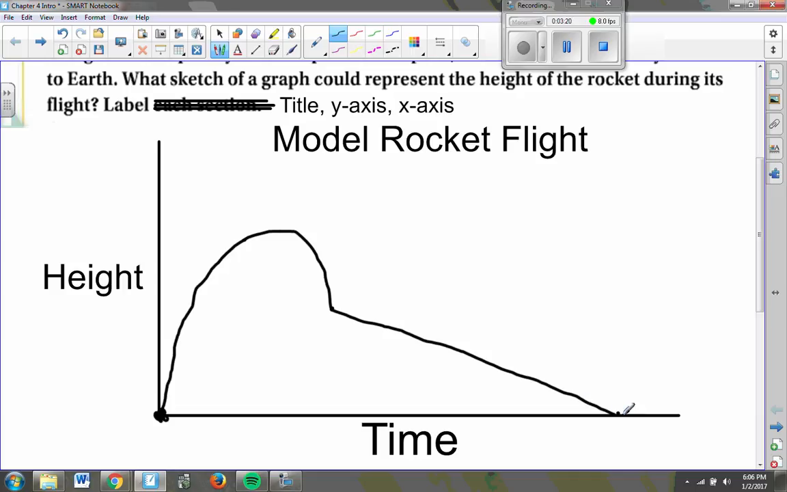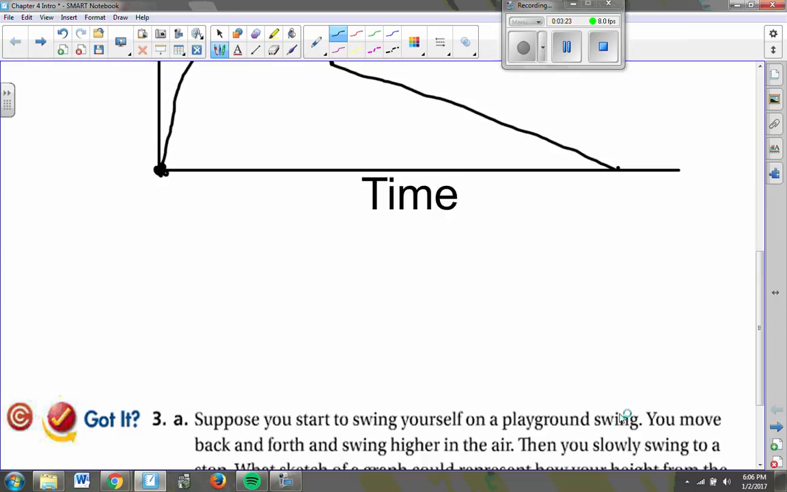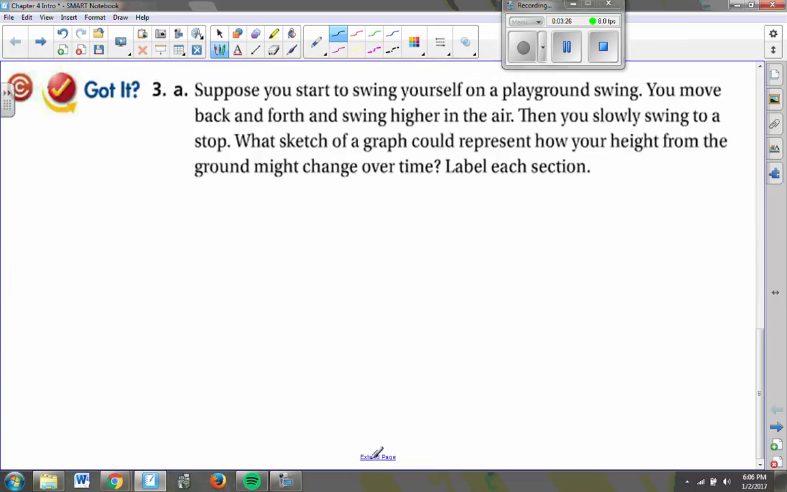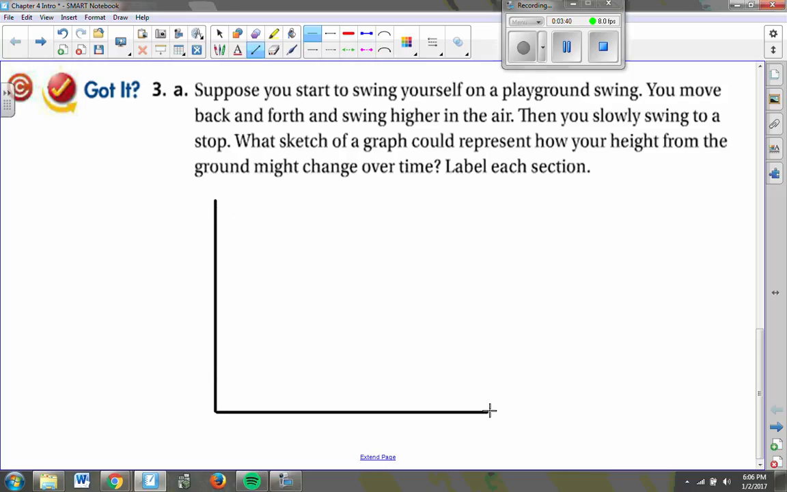Okay, so I'd like you to try one for yourself. This one's kind of interesting. Take a look here at number 3. It says, suppose we start with a swing, and we start to swing ourselves on a playground. You move back and forth and swing higher in the air, higher and higher. Then you slowly swing to a stop. What sketch of a graph could represent how high you are from the ground over time? And again, we want to label those 3 things: title, x-axis, y-axis.